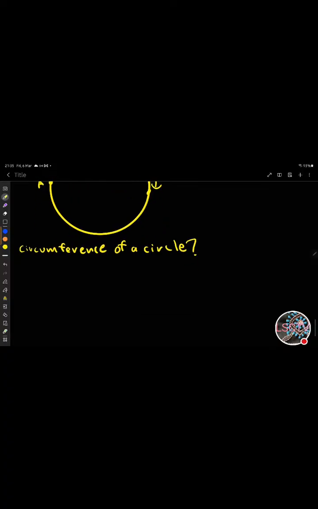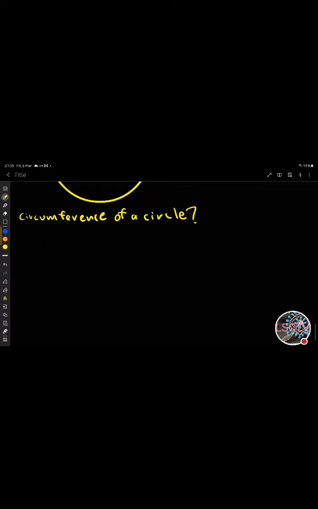Alright, everybody knows the circumference of the circle, right? You have studied it before, in your 7th grade. For your reference, it's 2 pi r. Alright, 2 pi r is the circumference of the circle.